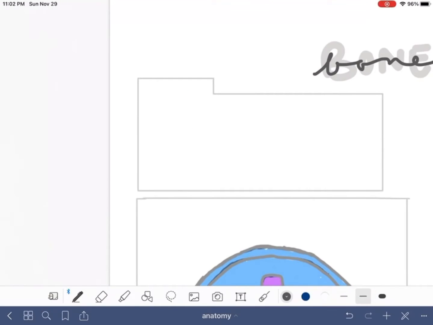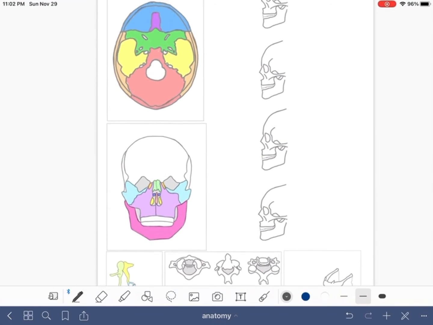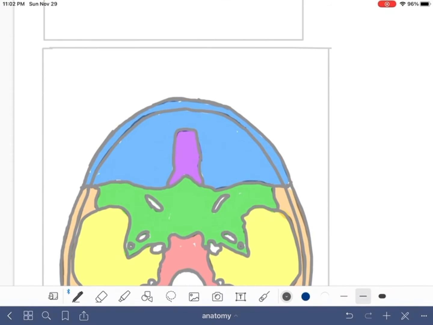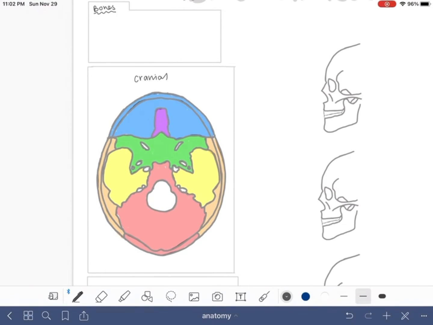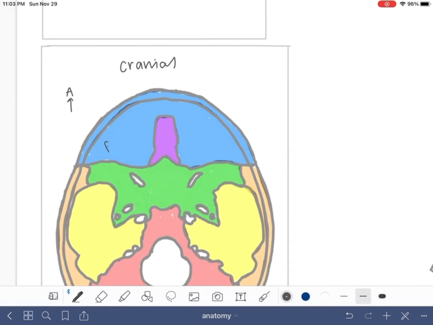This page of the study guide is for the bones and sinuses of the head and neck region. So first of all, I will be talking about the cranial bones of our skull. This is like a top-down view. Towards the top is the anterior portion, and towards the bottom is the posterior.